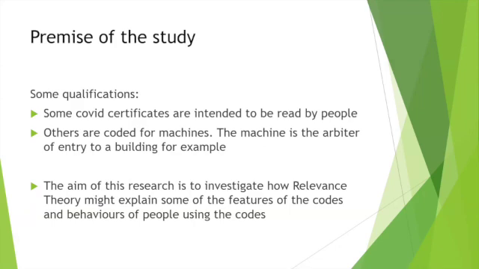So the premise: there are different types of COVID certificates. There were, obviously out of date, but intended to be read by people, and others are coded for machines. If it's a machine, say it's the arbiter, it's like a code, yes or no, you can get in. But other ones are read on the fly by people, and they can be updated. So we're going to look at how relevance theory might explain some of the features of the code and behaviors of people.